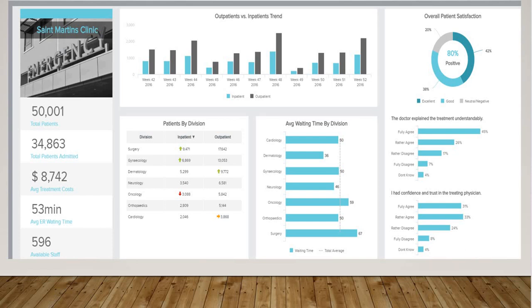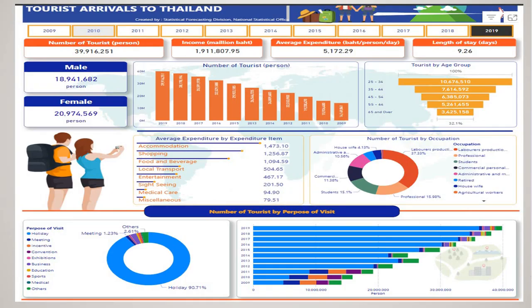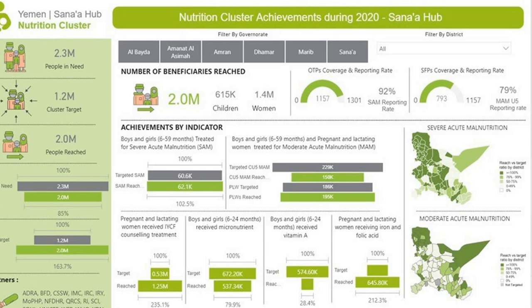Okay, so ada 3. This one about St. Martin's Clinic. Second one, tourist arrivals to Thailand. Kemudian, nutrition cluster achievement. Okay.